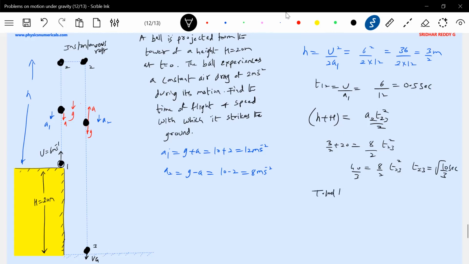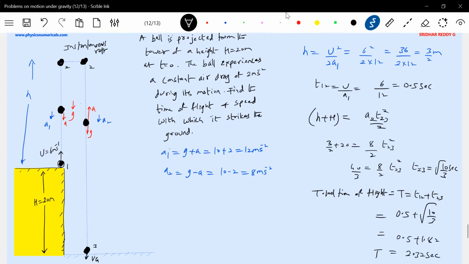So what is the total time of flight? Total time of flight T is equal to t12 plus t23. t12 is 0.5 and t23 is 10 by root 3, about 3.33. Let me check with calculator. That gives 1.82 plus 0.5, which is 2.32. This will be the time of flight.